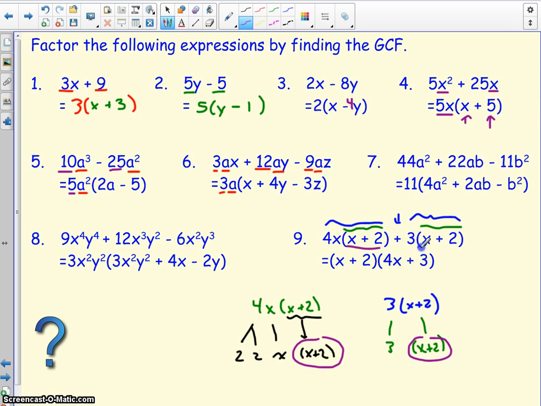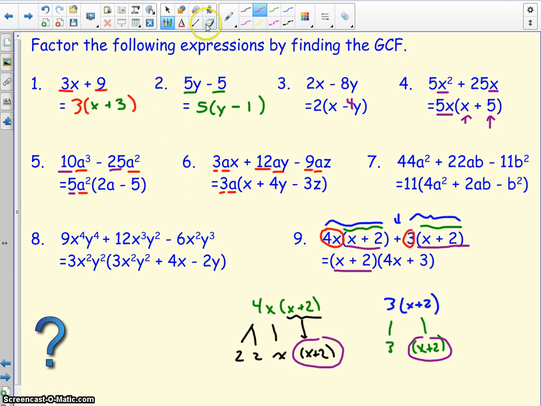So this becomes what we take out. That's what gives the x plus 2 here. Then what's left over? Well, if I take the x plus 2 out of this part right here, I have 4x left over. If I take the x plus 2 out of here, I have 3 left over, so I have 4x plus 3 left over. So I wind up getting x plus 2 bracket 4x plus 3.